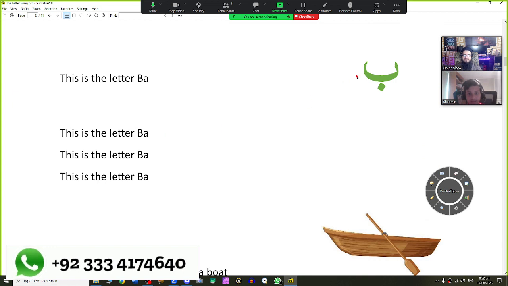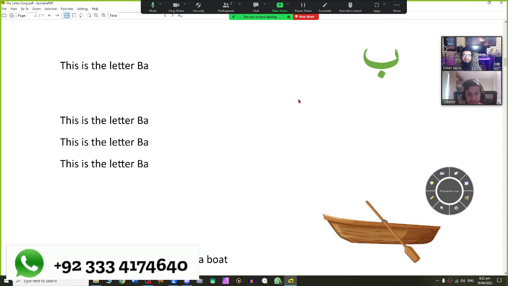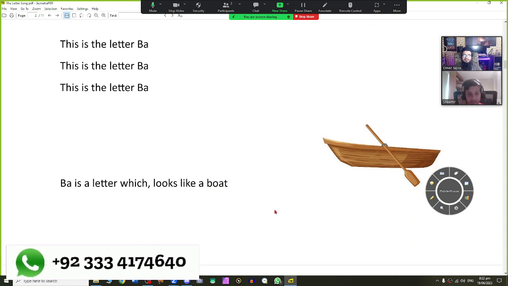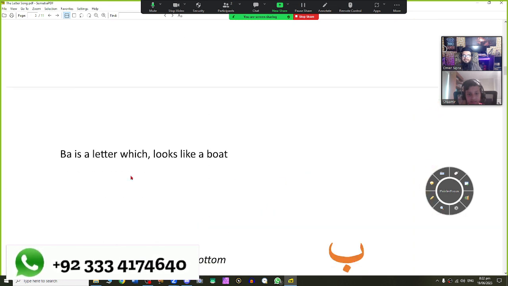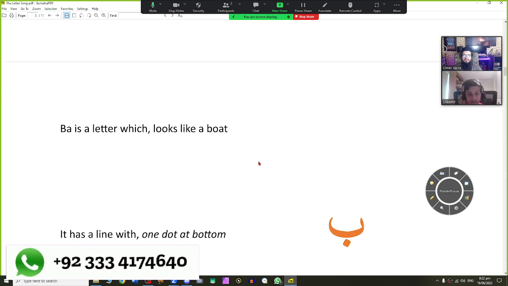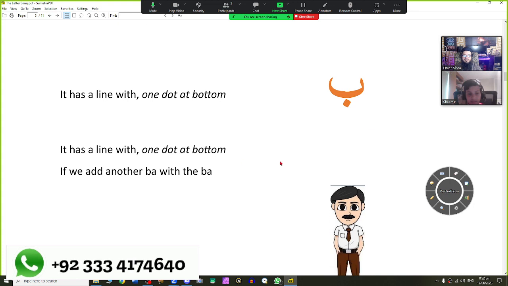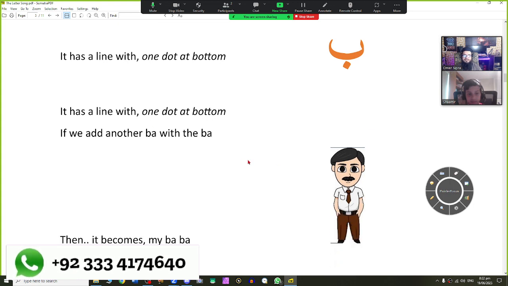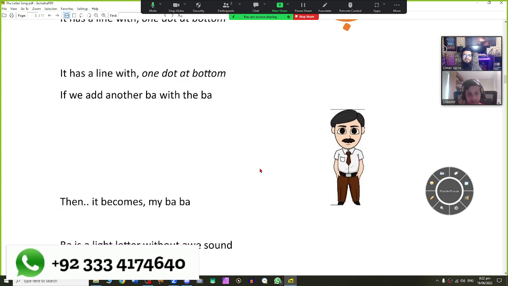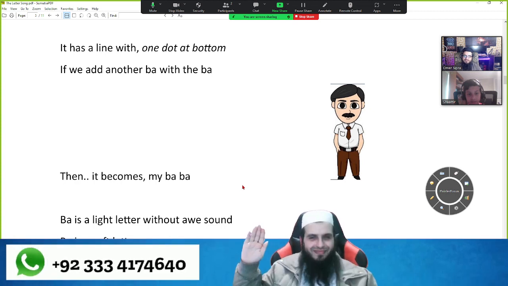This is the letter ba. Ba is a letter which looks like a boat. It has a line with one dot at the bottom. If we add another ba with the ba, then it becomes my baba.